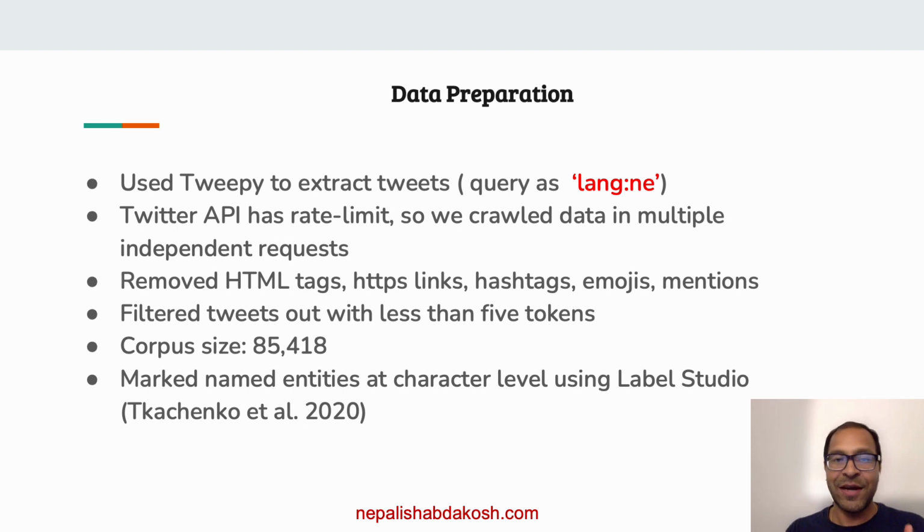The Twitter API has a rate limit, so we had to crawl data in multiple independent requests. As we know, tweets have a lot of noise like HTML tags, links, hashtags, emojis, mentions. So we remove those and clean those tweets. Also, we did not consider tweets that are short in length. Any tweets that are less than 5 tokens, we did not consider. So our final corpus size was 85,418 tweets. We randomized this. We removed all the duplicates. These are after the duplicates.